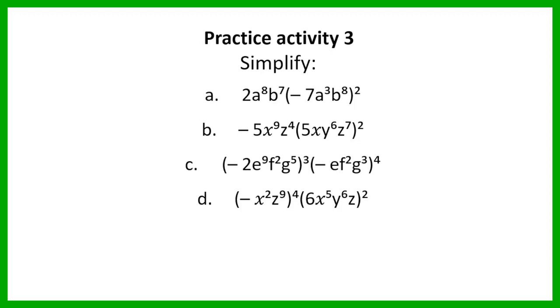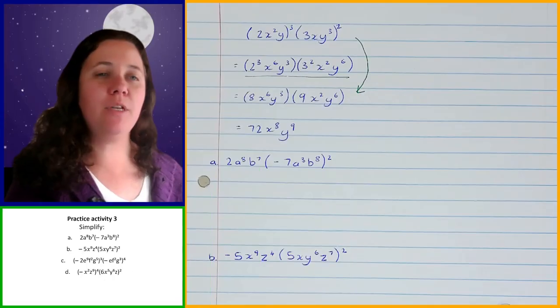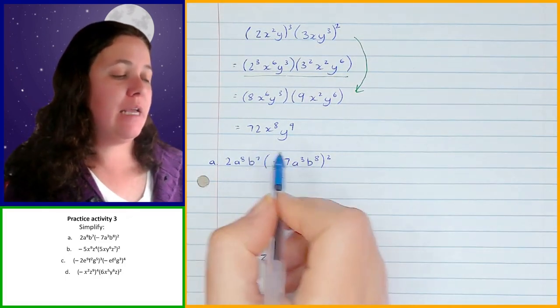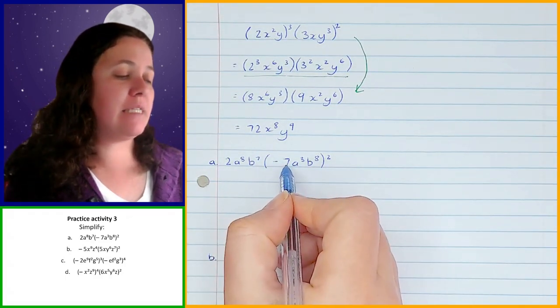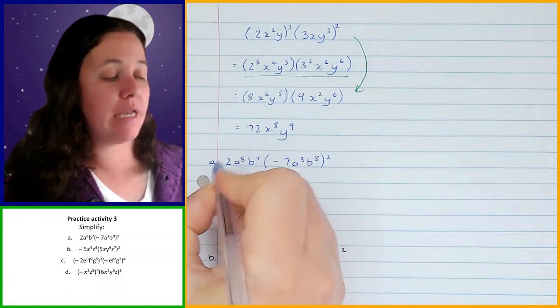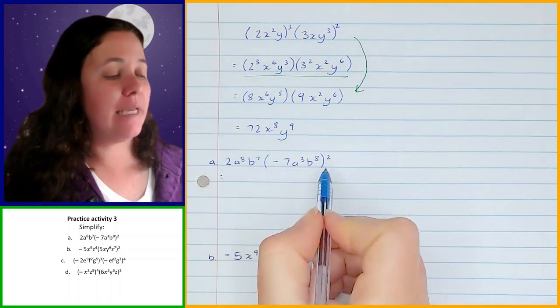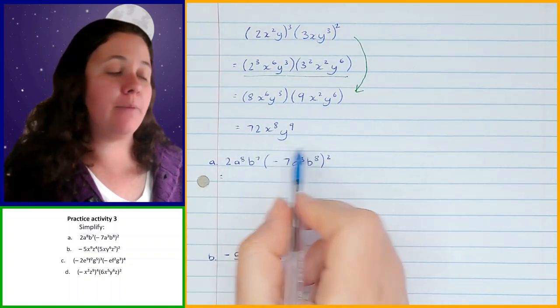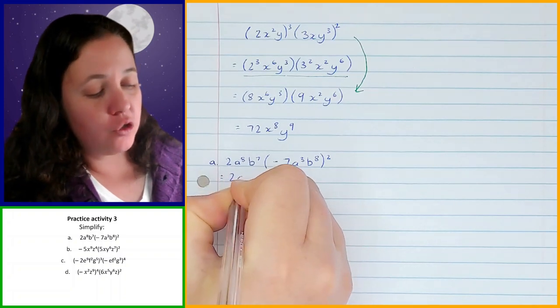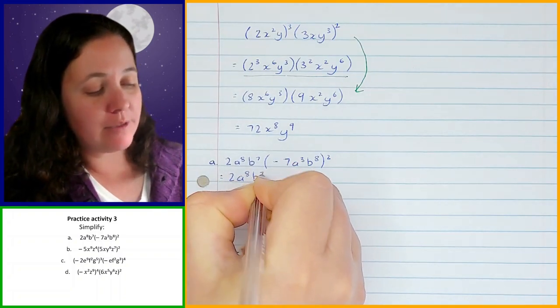Okay, let's see how you did with each of these examples. So the first one we had was 2a to the power of 8 b to the power of 7. And then in brackets, we had negative 7a cubed b to the power of 8. And that's all squared. Okay, so now the first thing we're going to do is sort out this square over here. So I'm not going to be doing anything with that for now. That's going to stay as it is. 2a to the power of 8 b to the power of 7.